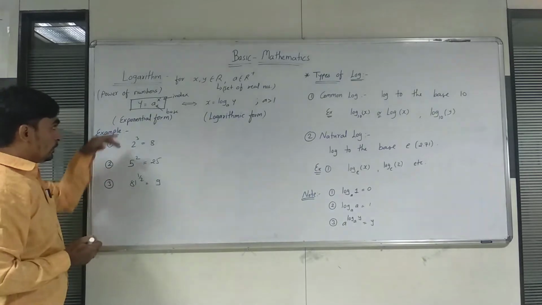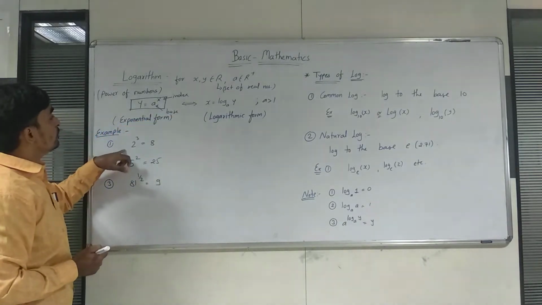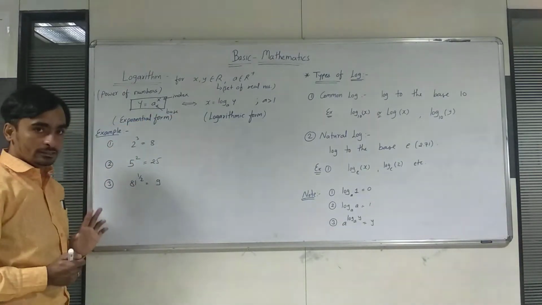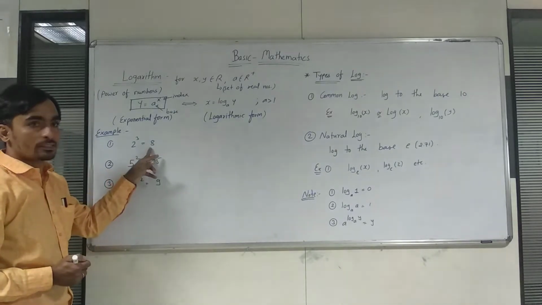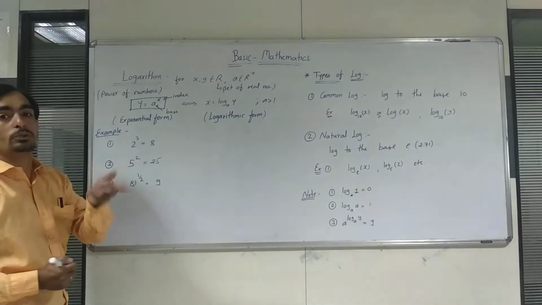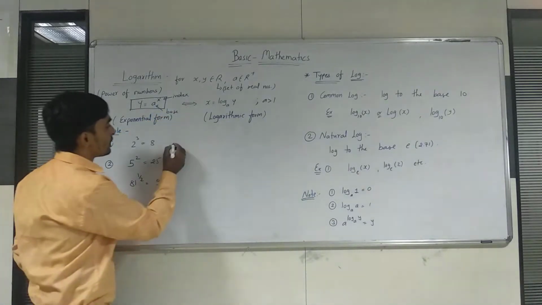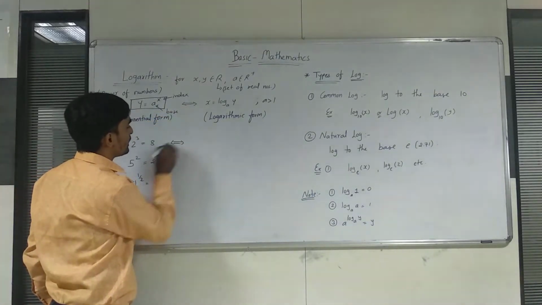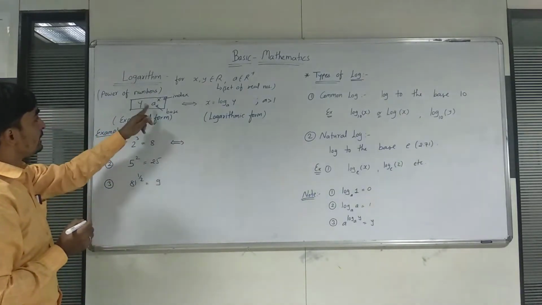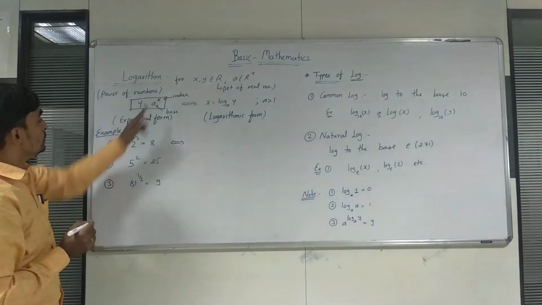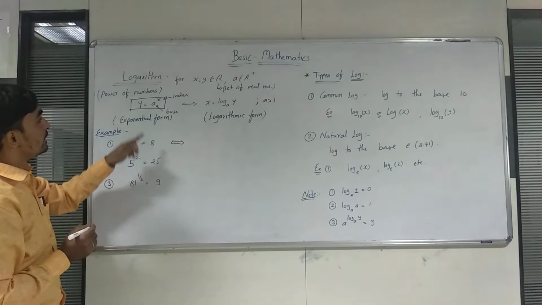Now example of this, first one 2 power 3, it is 8. Yes or no? Yes. 2 into 2 into 2, 2 raised to 3 is 8. This process is reversible, so can I write in log form? How can I write this as a raised to x? Here a is equal to 2, x equal to 3, and y is equal to 8.